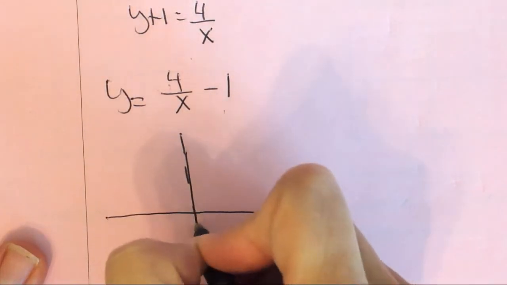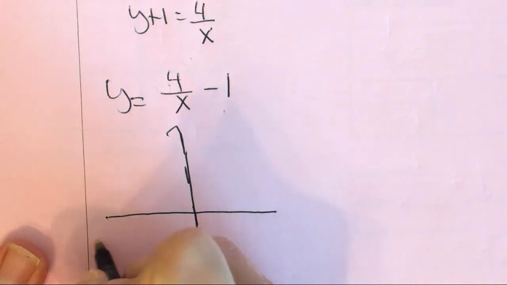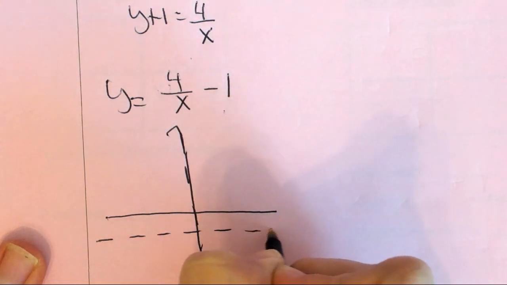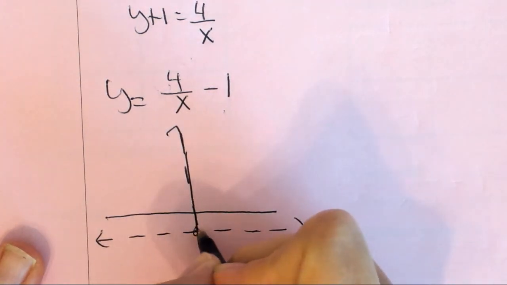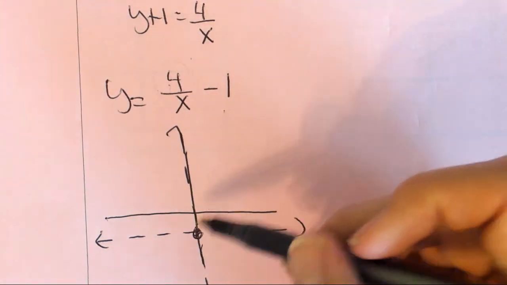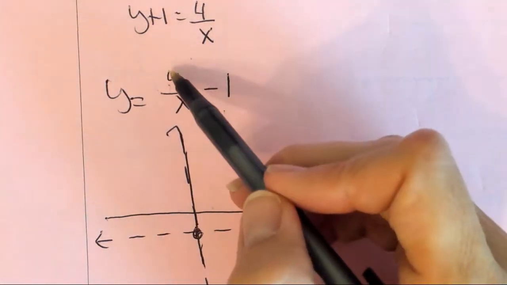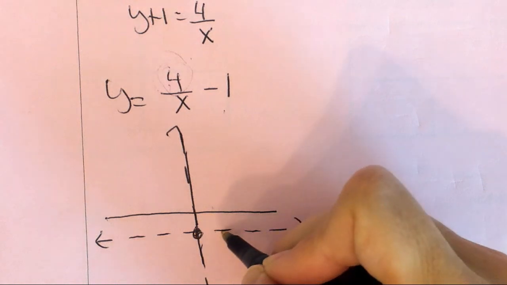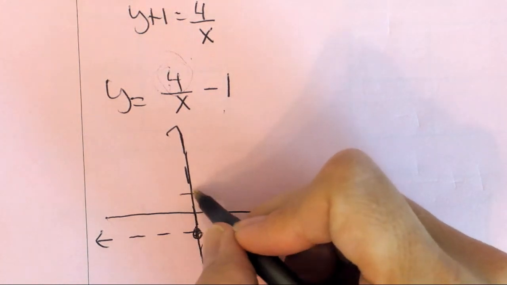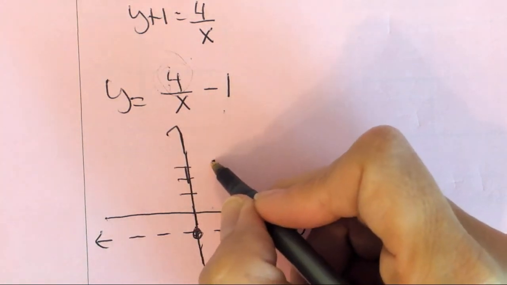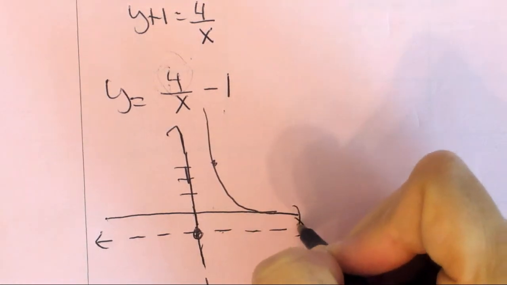So this asymptote is still right here. It does go down 1. Okay, so here's my center right here. Normally with a reciprocal function, I go out 1, up 1. If it has a stretch of 4, I'm going to go out 1, up 4. So 1, 2, 3, 4. That would be my first one. And then it approaches really quickly.